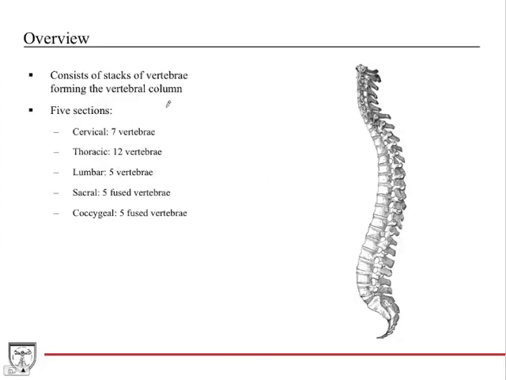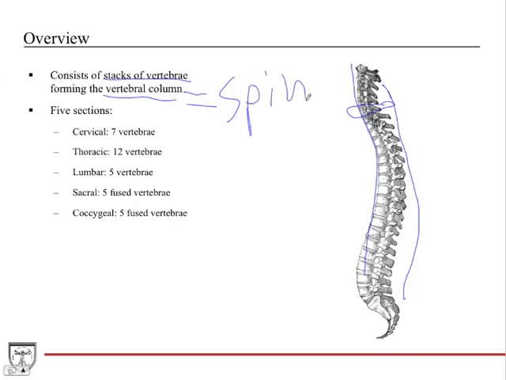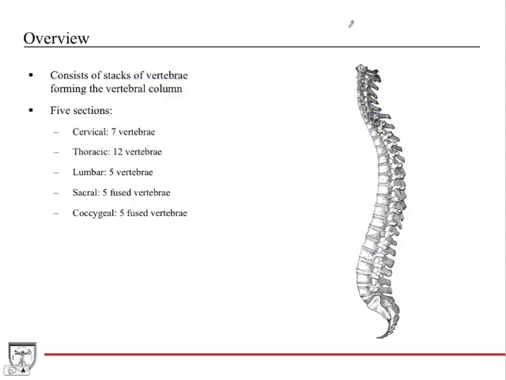So, basic overview. The spine is composed of stacks of vertebrae forming the vertebral column. So each one of these is a single vertebrae, and we'll go through the structure of these in more detail in a few slides. And so it's really just all of these vertebrae stacked together. That's what forms the vertebral column, which equals the spine. So there's 5 sections in the spine.